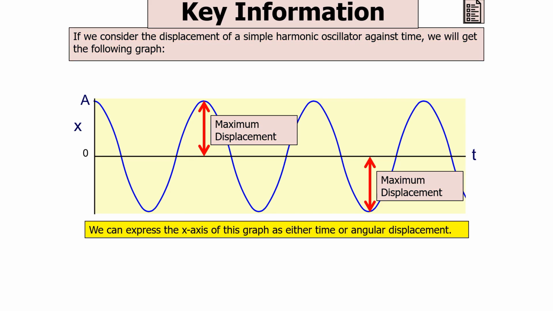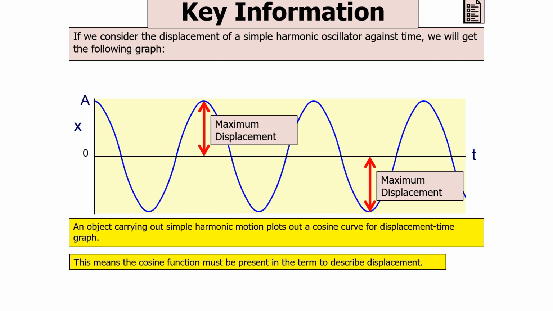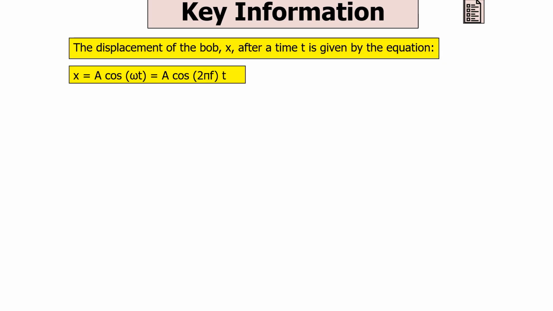Now we can express the x-axis of this graph as either time or angular displacement. Now because this is a cosine graph, it means that the cosine function must be present in the term to describe displacement. So what we would say is that the displacement of the bob x after time t is given by the equation x is equal to A cos omega t, which is equal to A cos 2 pi f t.